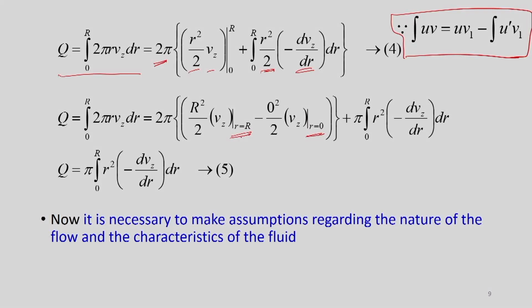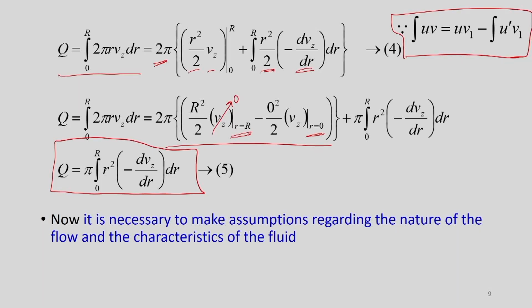We know that at r equals capital R, that is at the wall of the circular tube, the velocity is 0 because of the no slip boundary condition. So, altogether this particular term becomes 0, then Q equals pi integral 0 to R of r square times minus dVz by dr. Now, from this equation we understand that there is a relation between minus dVz by dr, which is nothing but your shear rate gamma dot, and the volumetric flow rate. But still there is an integral, so it is not completely in a usable format.